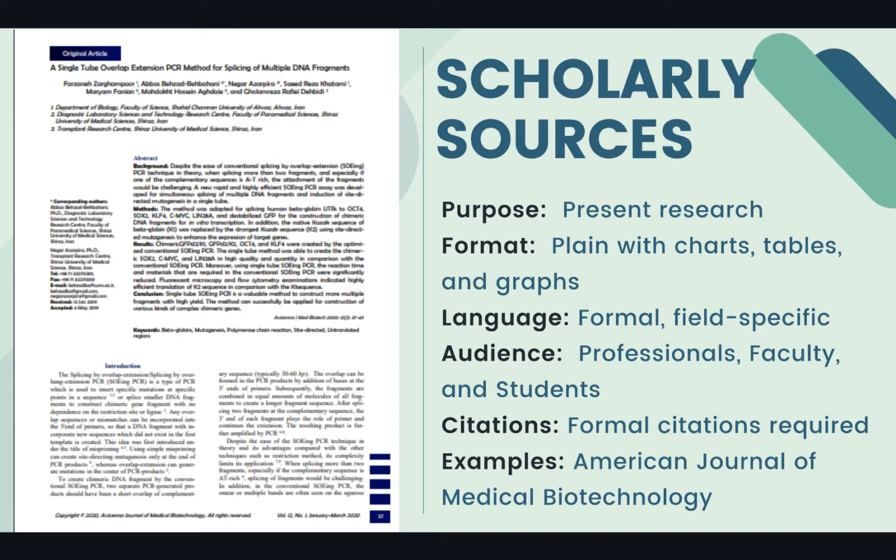Scholarly sources are mainly what your professors want you to use for your college-level research assignments. Their purpose is to present research findings. Their format is more plain with charts, tables, and graphs. The language can be formal, and even the vocabulary can be specific to the field. Therefore, the audience is meant for professionals within the field and professors and students. You will always find citations, and they should be in the correct format. An example of a scholarly source is the American Journal of Medical Biotechnology.